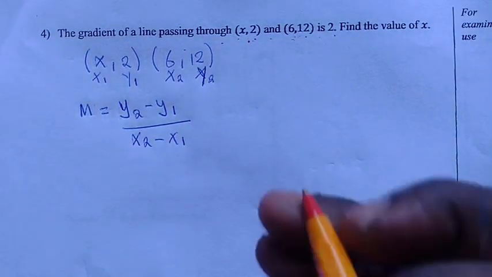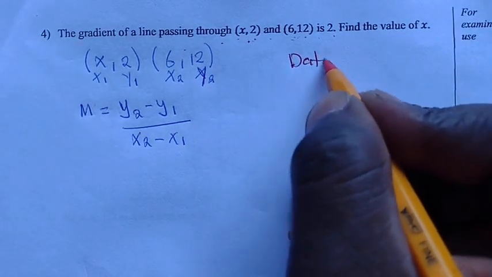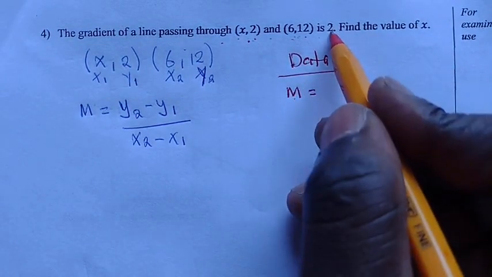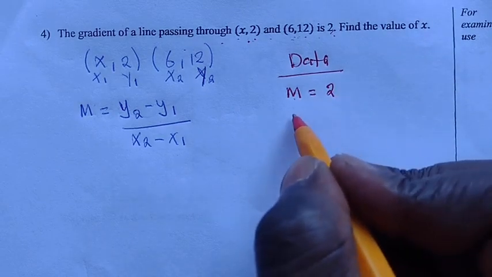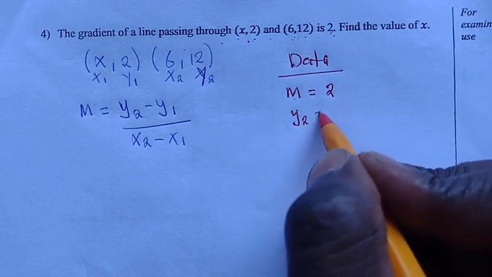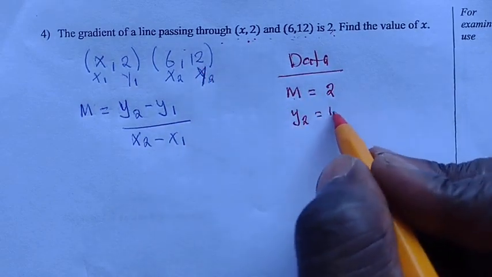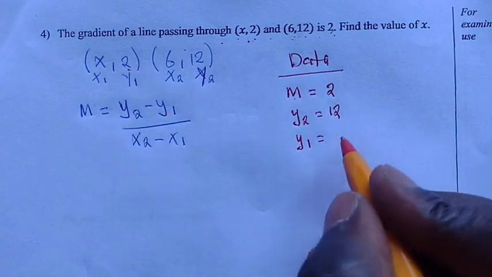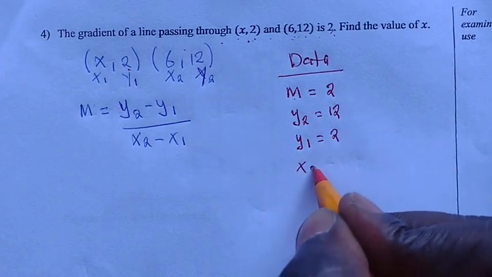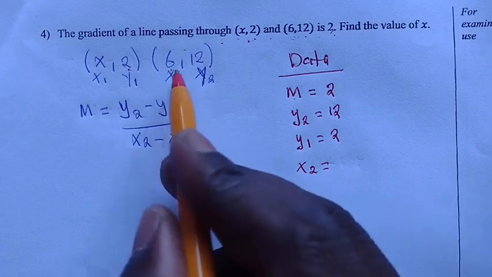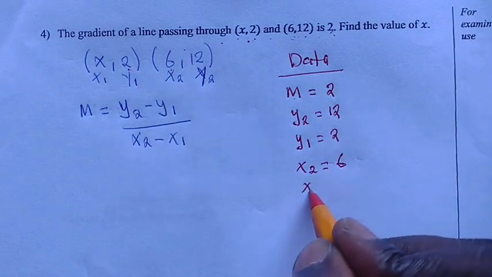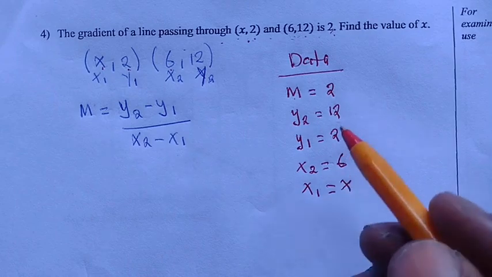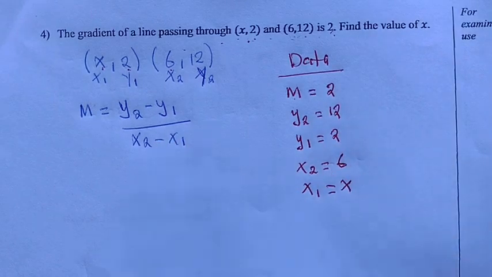So what you need to do now is to come up with the data. So the data, we have m, which is the gradient. They have given us that it's a 2. So m is a 2. Then where we have y2, y2 is a 12 right here. Then y1, y1 is a 2 right here. Then where we have x2, our x2, it's a 6. Okay, then where we have x1, our x1, it's the x. Okay, so we just need to substitute these values in our formula.